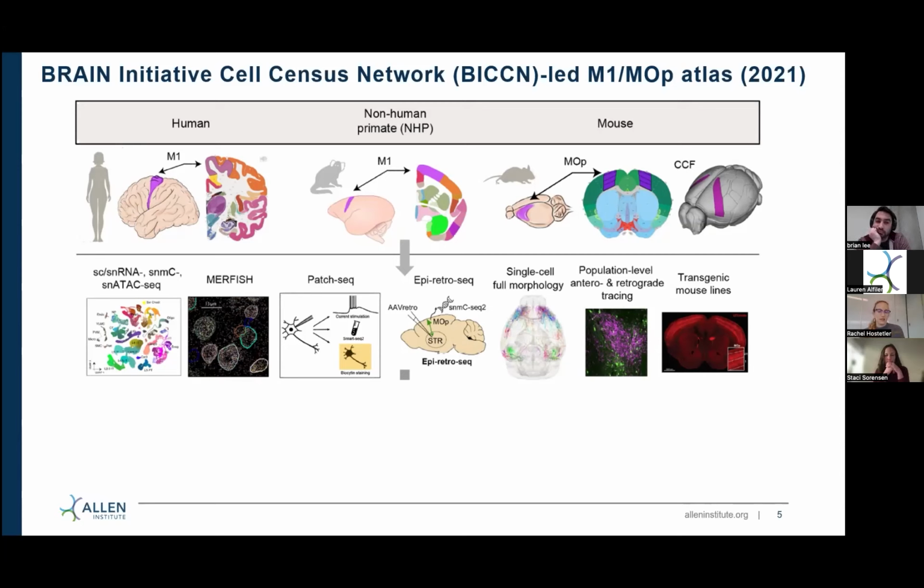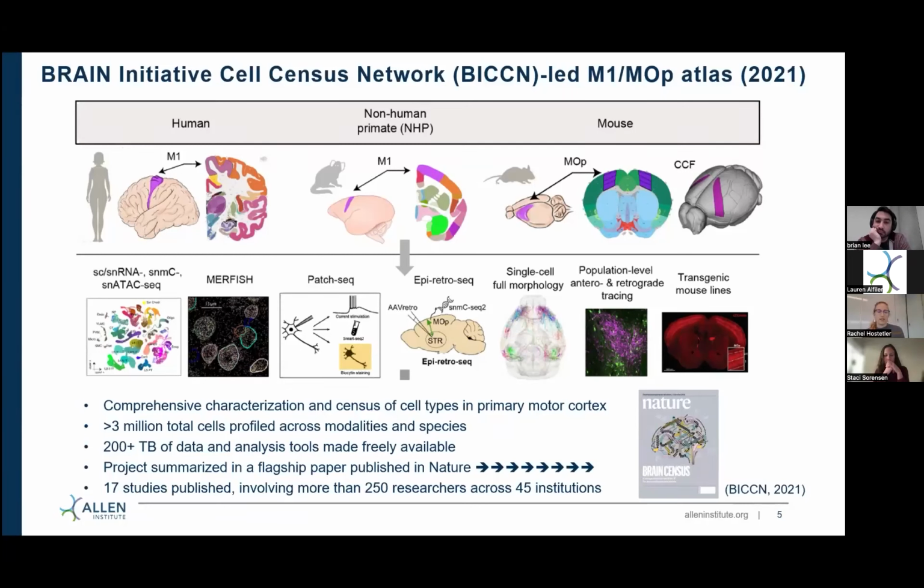And all of these data combined resulted in the comprehensive characterization of cell types within the primary motor cortex of these 3 species, and over 3 million cells were profiled using these different modalities. And this resulted in about 200 terabytes of data, which was all made freely available through the Cell Type Knowledge Explorer, which I'll go over next.